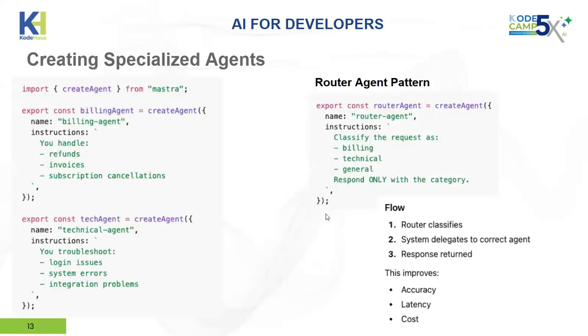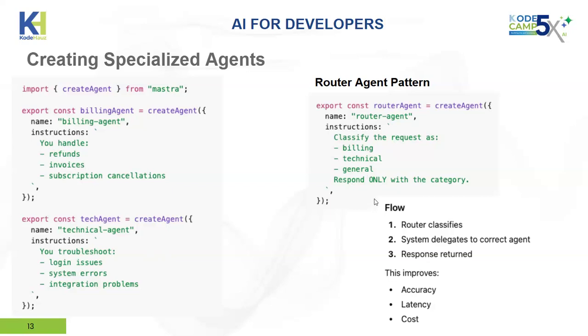Okay. So yeah, I think we've already seen this. Creating specialized agents is just the same approach. It's the same way you create an agent. The only thing that changes is the prompts that you give to it, maybe the tools. So for example, in this case, a billing agent, you've given it instructions, the prompts of how it does that, what it does. The tech agent, what it does. Then the router agent, what it does.